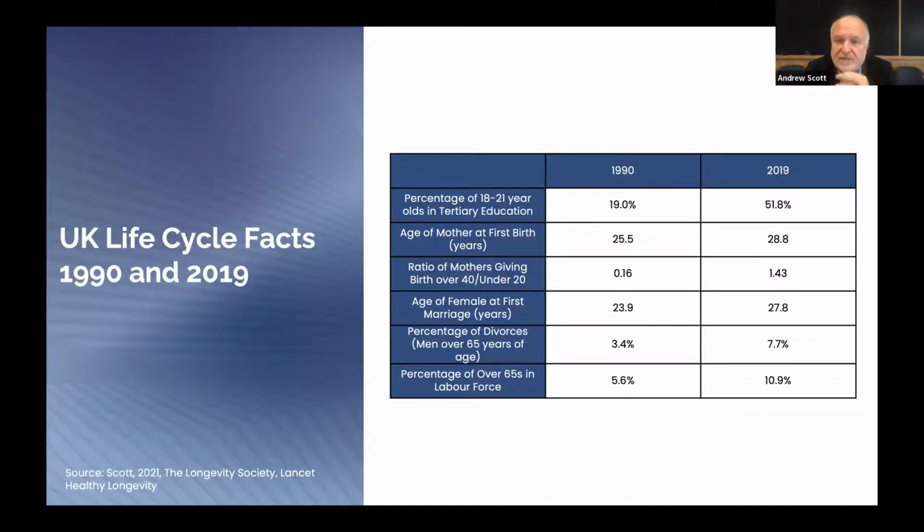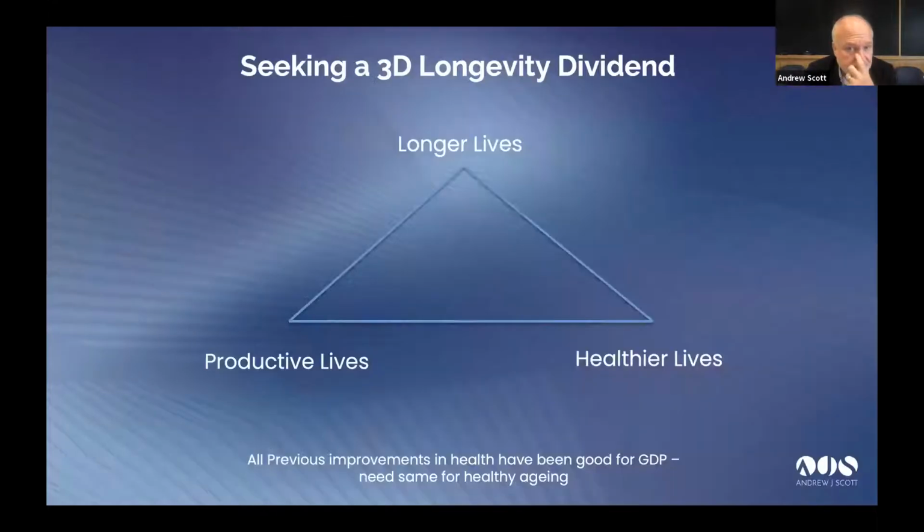They're having children later on, their first child later on. In the UK, you're now more likely to have a child if you're in your 40s than if you're under 20, which has never been the case before. People are getting divorced later, they're working later. So we are changing how we age. And obviously there are many things behind this, but I think longevity is one of them.